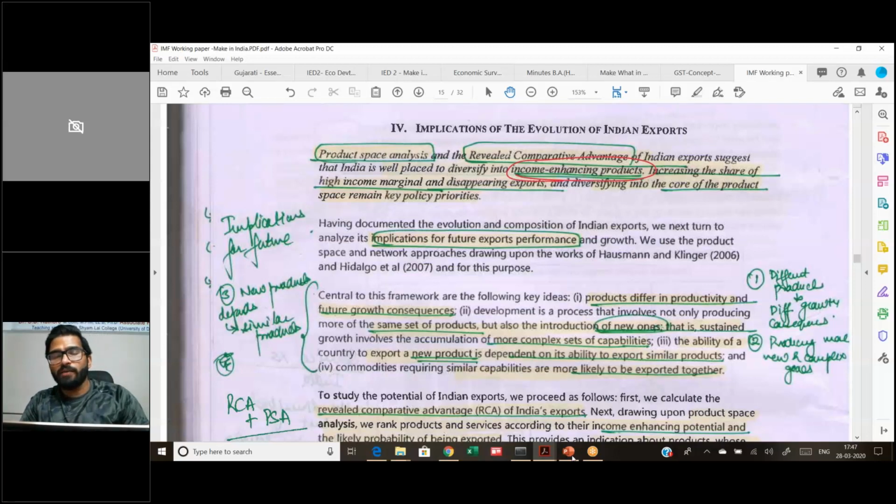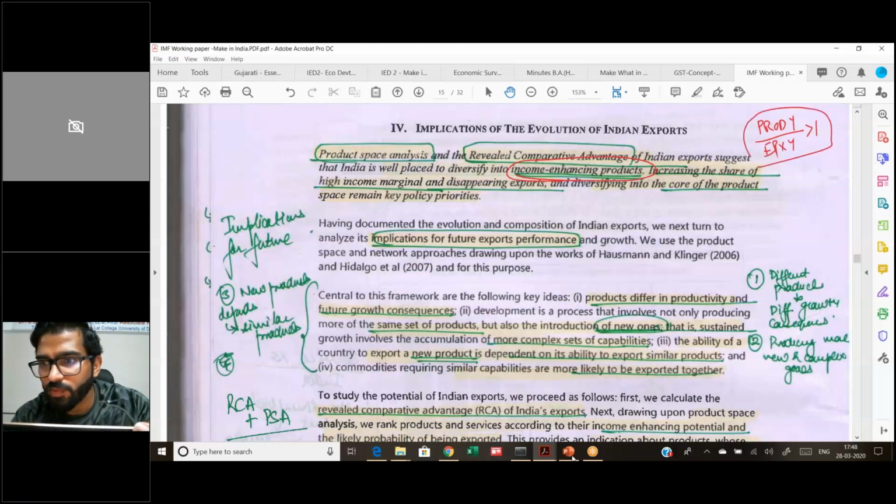Now, as you might have guessed, what are these income enhancing products? Those products for which the PRODY by EXPY is greater than 1. We'll see a diagram. In that diagram, we will have log PRODY minus log EXPY. So wherever this is greater than 1, that shows that we have a huge income potential in those particular commodities.